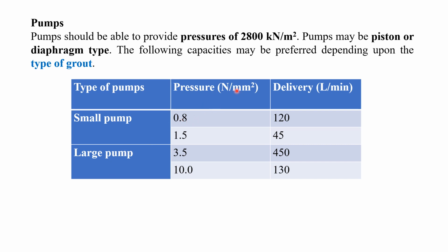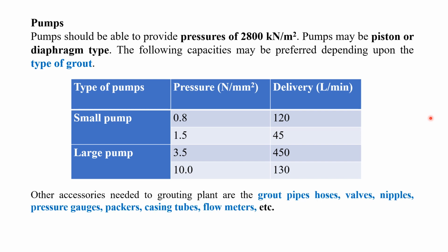Pressure 0.8 Newton per millimeter square, 1.5 Newton per millimeter square. If you use a small pump with a pressure of 0.8 Newton per millimeter square, it can deliver the grouting material at 120 liters per minute. Similarly, for 1.5 pressure, the delivery is 45 liters per minute. For a large pump, if the pressure is 3.5 Newton per millimeter square, the delivery of grouting material will be 450 liters per minute. If the pressure is 10 Newton per millimeter square, then the delivery will be 130 liters per minute.